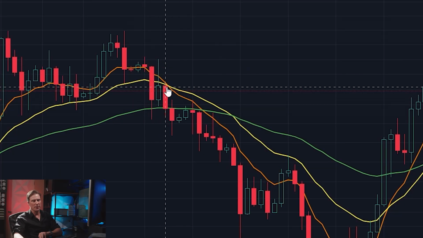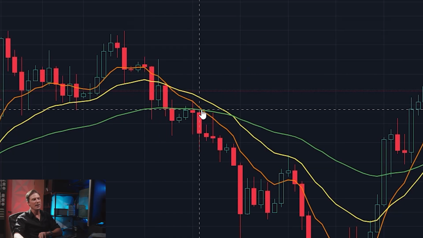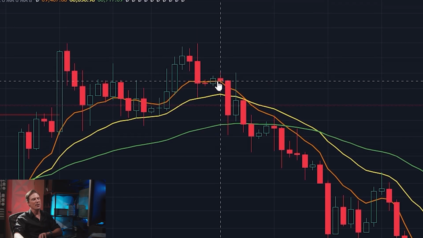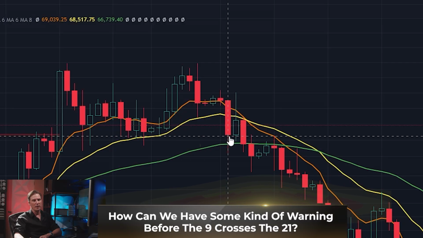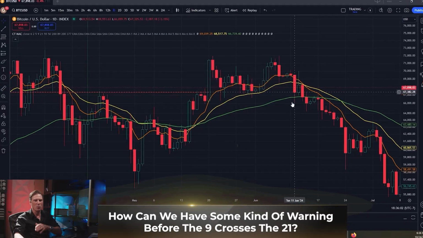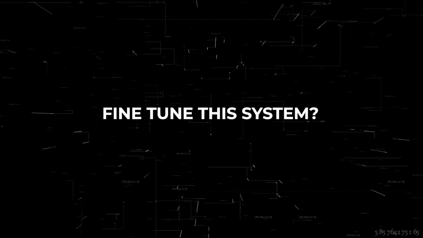The 9 crosses below the 21, you can get out here, and then the 9 crosses below the 55. That was another chance to get out, right? So in this case right here, Bitcoin's essentially dropping, you know, 2,000 bucks instantly. So is there any way we could have some kind of warning? Well, we can go in and fine tune this thing a little bit.